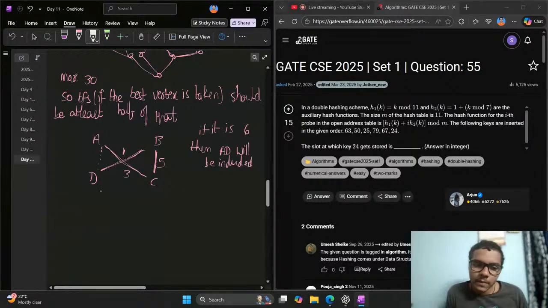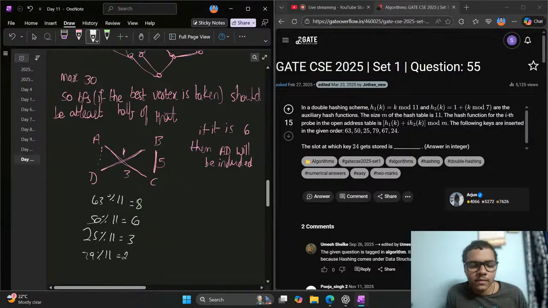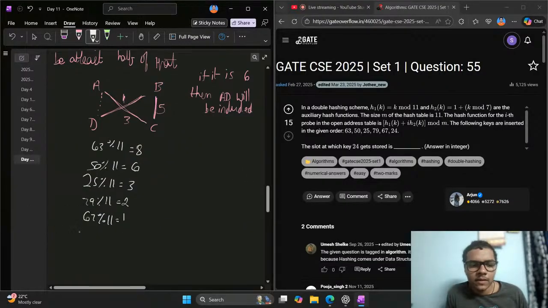So double hashing means this. 63 mod 11, 55 and 8. And 50, that is 44, and that is 6. And 25, that is 22, that is 3. And 79, that is 77, that is 2. And 67, that is 66, that is 1. And 24, that is 3.